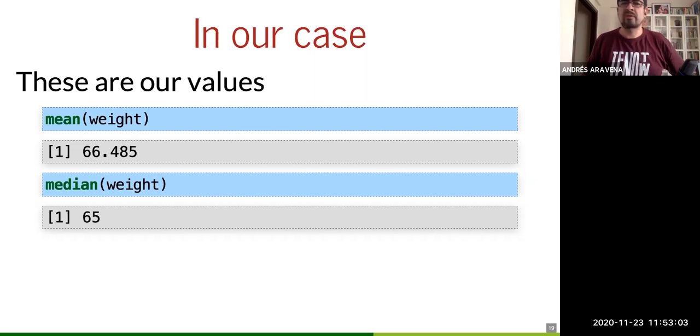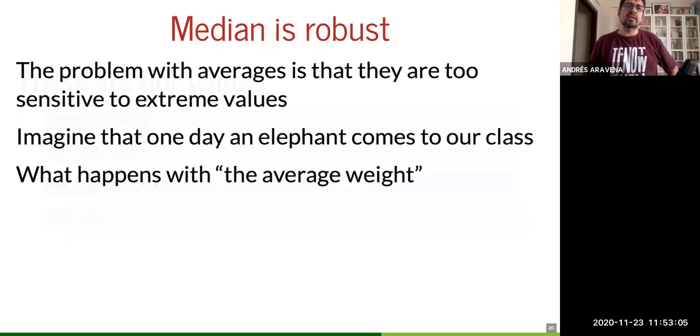Why do we care about this? The main reason is that the median is robust. Robust means that the value doesn't change if you shake it a little bit. For example, if I take this glass and shake it, I will break it. But if I take something more solid, more robust, like this book, I will not break it so easily.